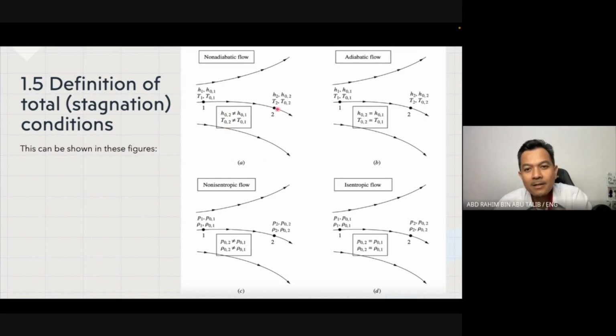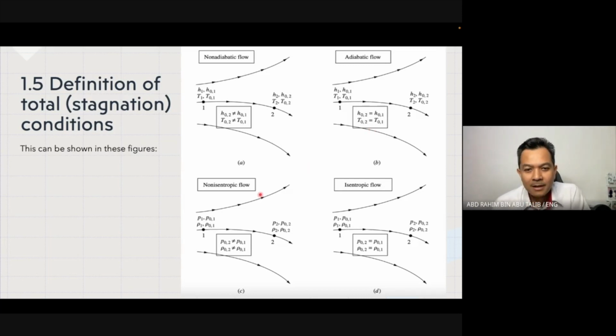Similarly, the total temperature at position 2 is not the same as the total temperature at position 1, compared to an adiabatic flow. For adiabatic flow, the total enthalpy at position 2 is the same as the total enthalpy at position 1. H02 is equal to H01, and the total temperature at position 2 is equal to the total temperature at position 1. So you can see that for non-adiabatic flow it is not the same, while for adiabatic flow it is the same.